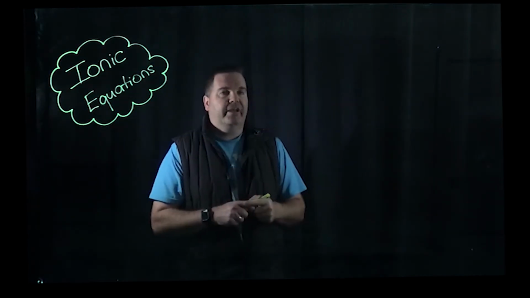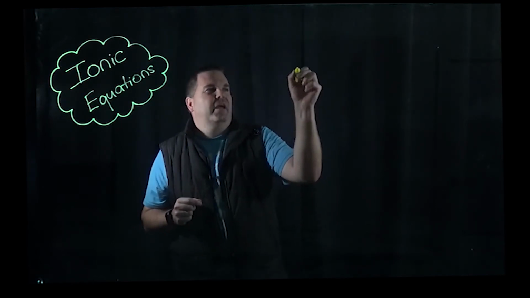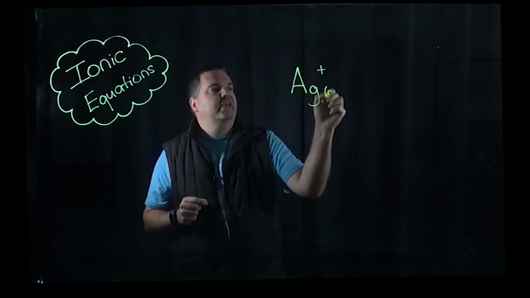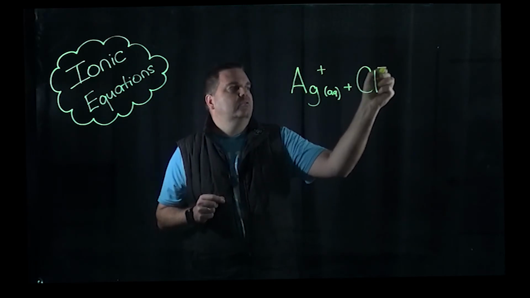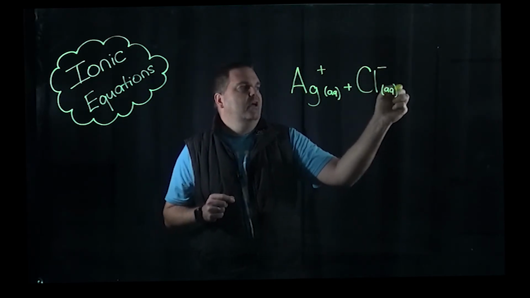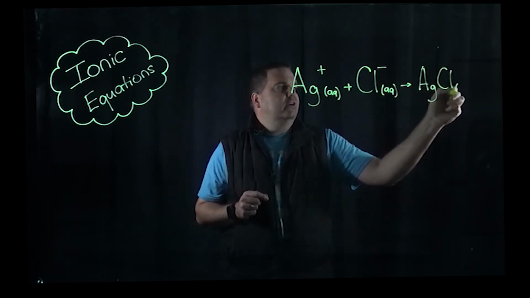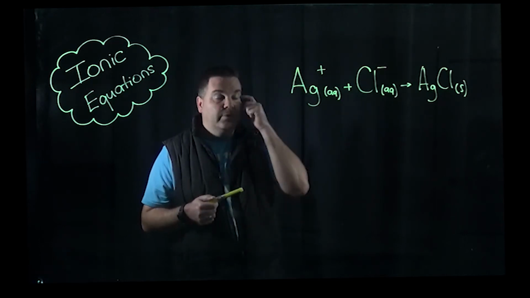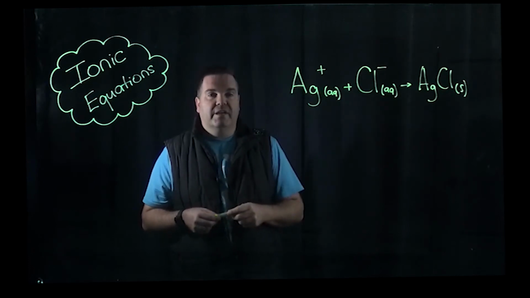So both of those reactions can actually be simplified down to just this. A silver ion, Ag+, which is aqueous, reacting with a chloride ion, Cl-, which is also aqueous, gives us solid silver chloride. So this is an ionic equation because what we're doing is we're showing just the reaction involving the ions that forms a precipitate.